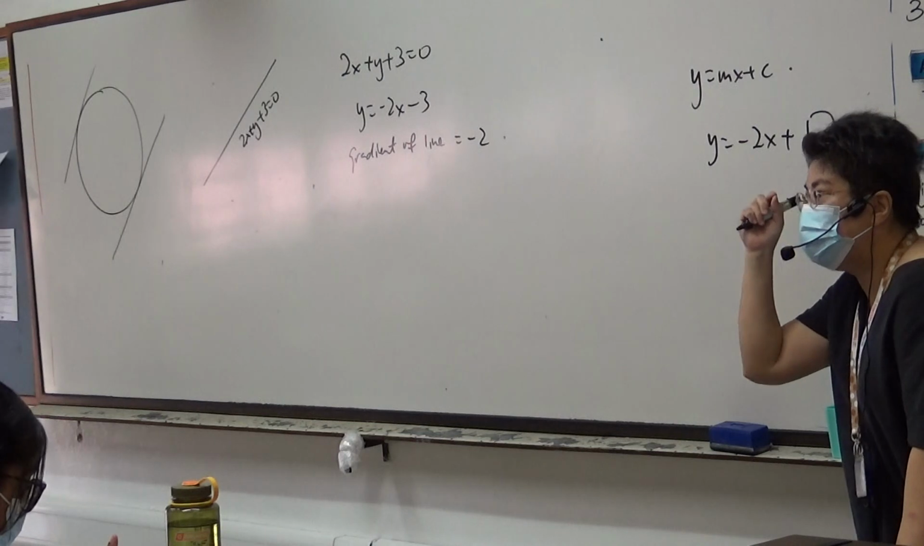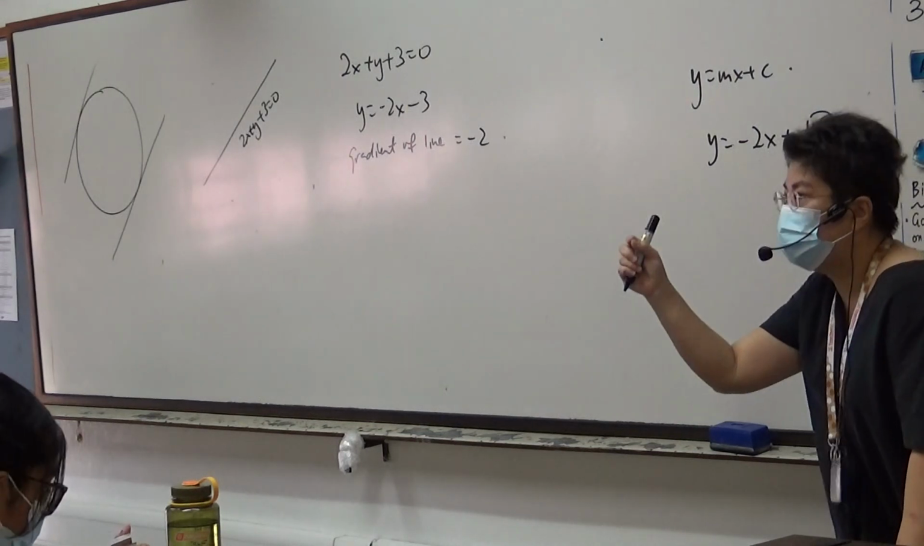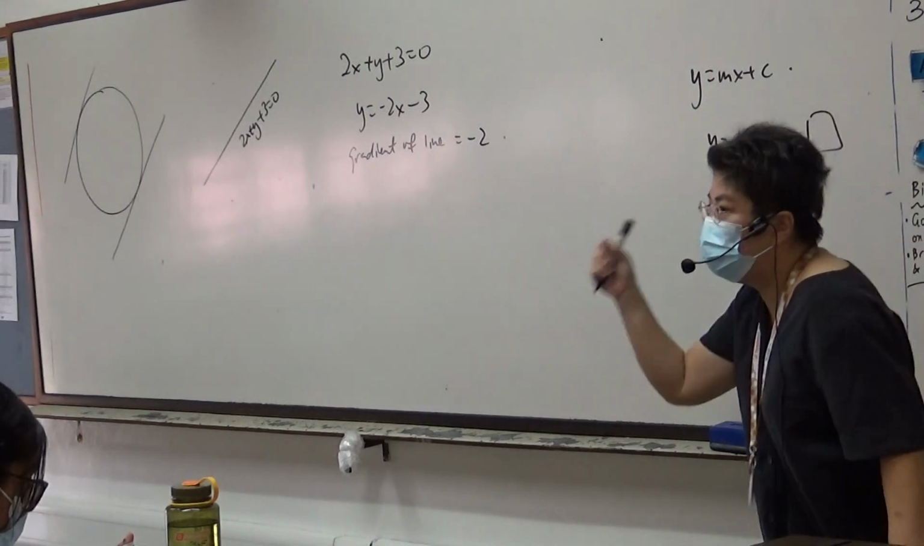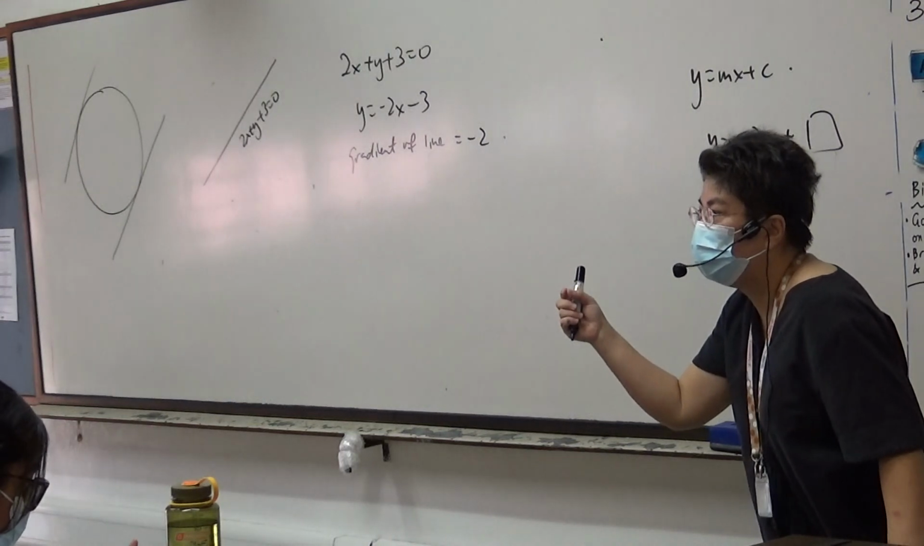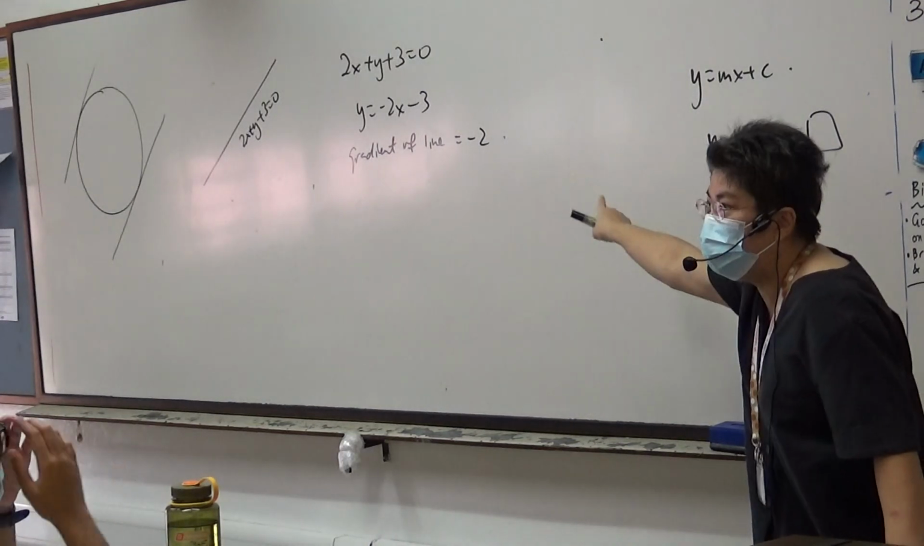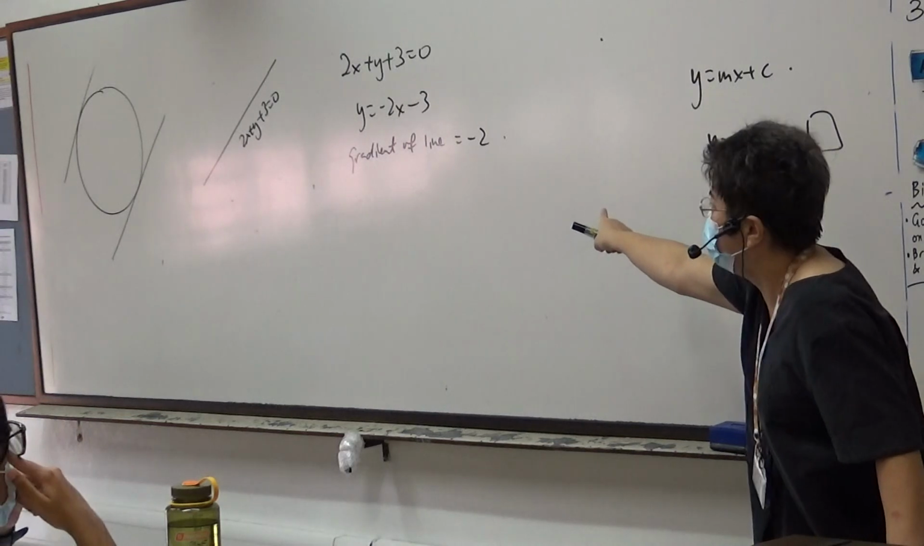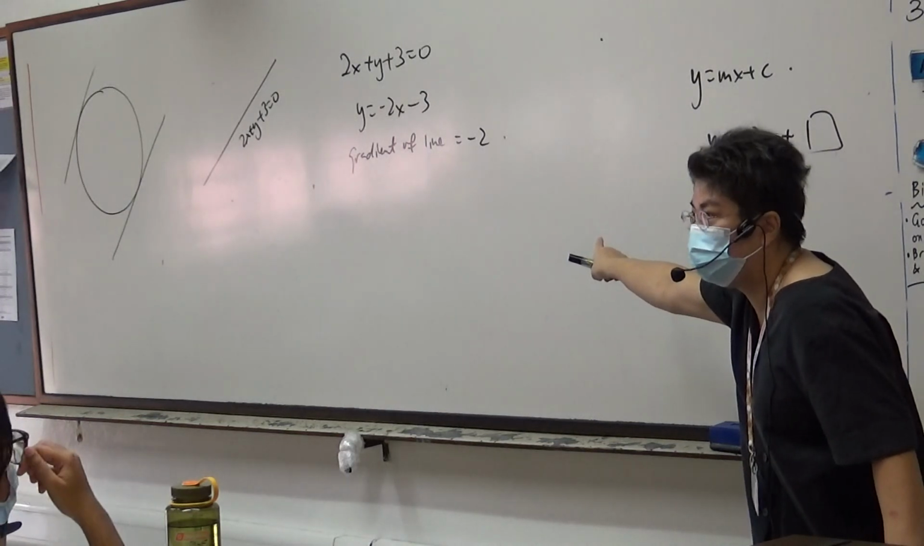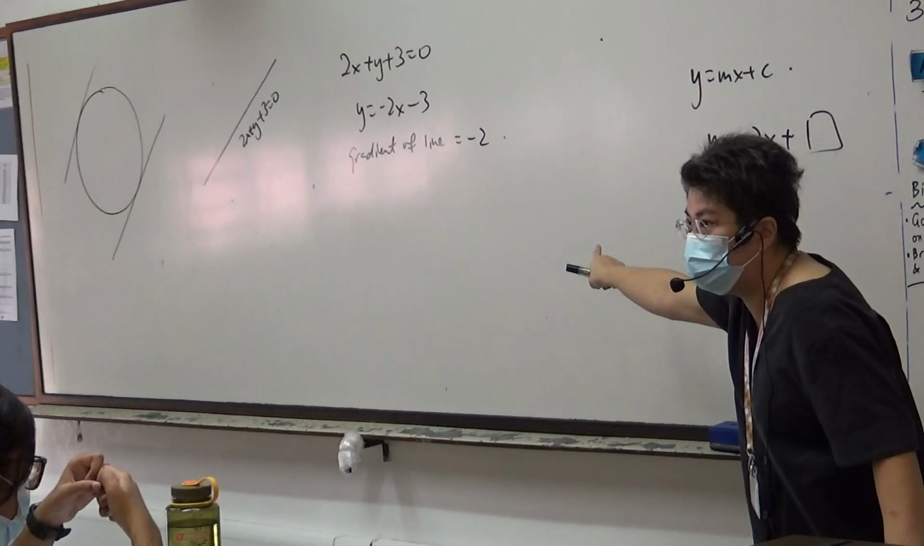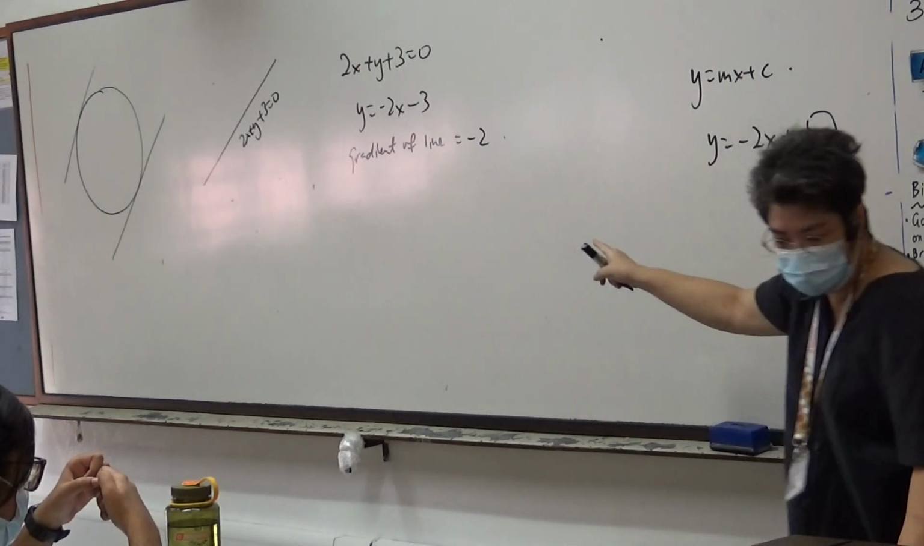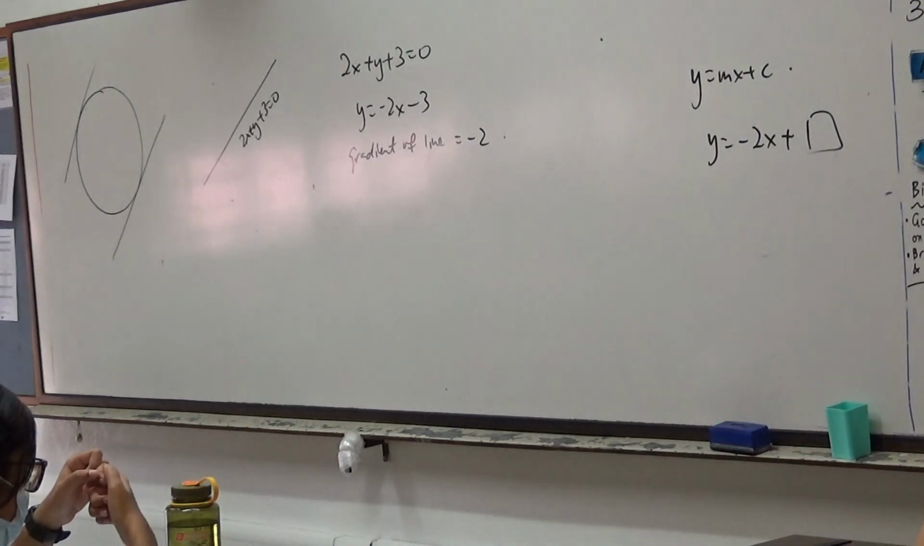What's important? You must read carefully. Is it parallel or perpendicular? Understand? What if I say it's perpendicular? Then become what? What if I say the tangent is perpendicular to this line? Then the gradient become what? Half. Can you see? You must read the question carefully. You cannot just blindly do. Okay, now let's take a look. So how?